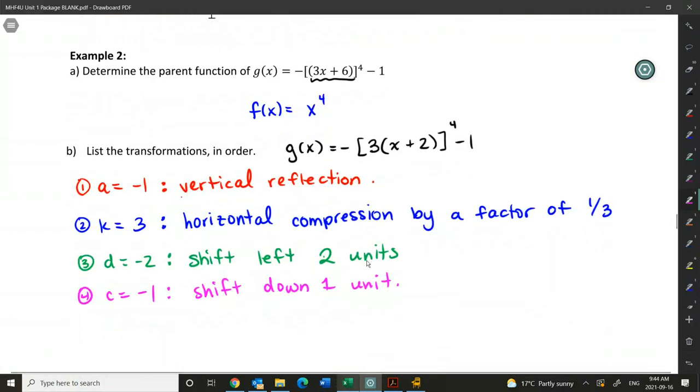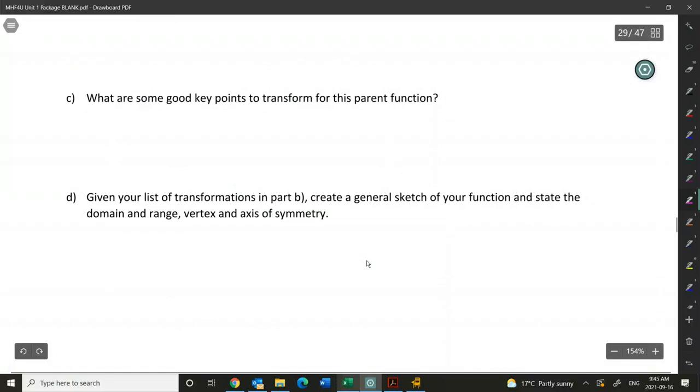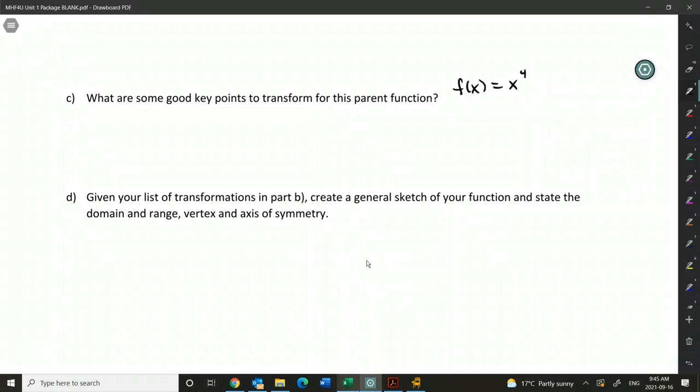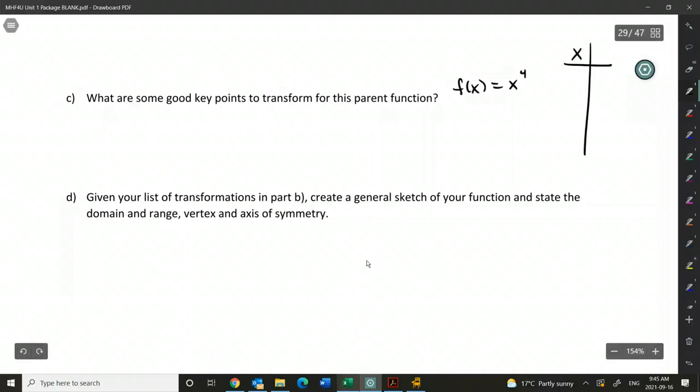Okay, any other questions on this so far? Okay, can I scroll? You good, Lucas? Yep. Okay. What are some good points to transform this f(x) = x to the 4 parent function? So what x's do I choose here? Lexi? -2 to 2. And I will calculate the y's by subbing in and putting them to the exponent 4.